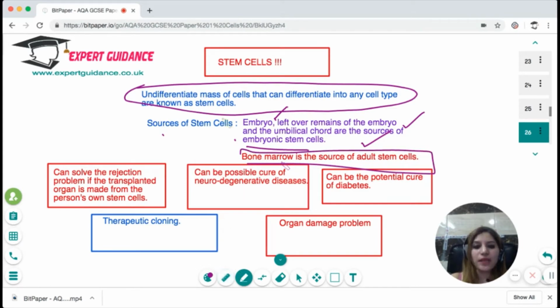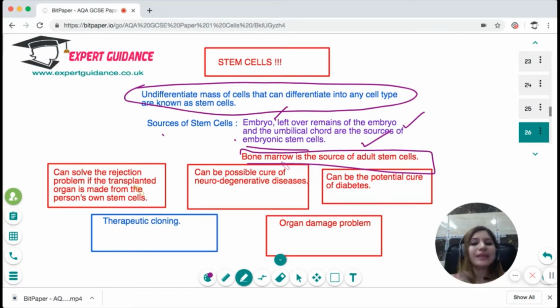Now, what are the possible promises of stem cells? There are a lot of cases in which transplantation fails due to rejection of the donor organ by the recipient, because the body recognizes it as foreign and the immune system tries to kill it. But if the stem cells of the person's own body are used to generate the organ, then the problem of rejection can be solved. Second, there are a lot of neurodegenerative disorders in which part of the nerve cells get damaged. If the person's stem cells can recreate those nerve cells, the disease can be treated.